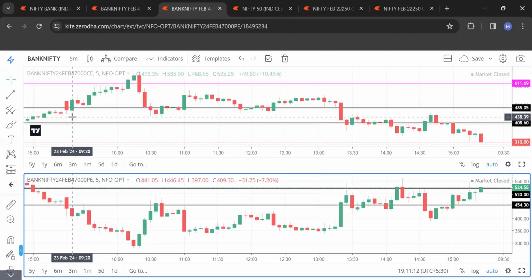Now, this candle should be bigger than 61.62. What do I mean by bigger? The total range. The range is high minus low. So what you could do over here: 468.65 is the low, so you add 61.62 to 468.65, and the answer is 530.27. Means the high of the candle should be more than 530.27. Only then will that fulfill the condition.